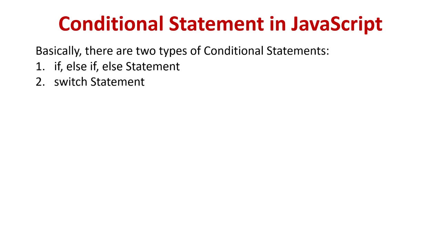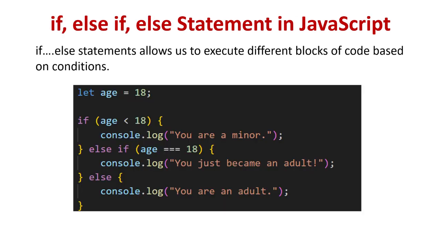Conditional statements in JS. Basically, there are two types of conditional statements: if-else statement and switch statement. The if-else statement allows us to execute different blocks of code based on conditions. In the below code, we are applying an if-else condition to check whether the age is equal to 18 or not.